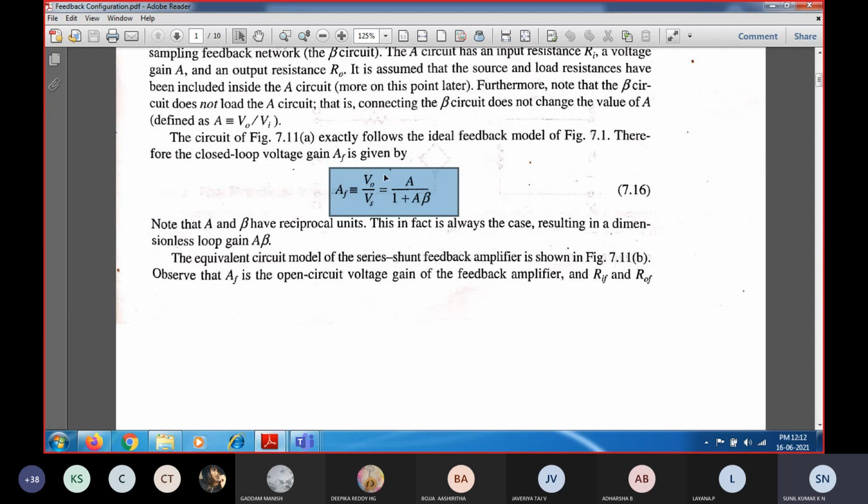So this is a centralized expression of the negative feedback. Now we are going to see, based upon what type of configuration and what type of signals you give at the output and input, how we find the gain. For this series shunt configuration, the output signal is voltage and the input signal is also voltage. So the corresponding gain with feedback is Vo by Vs, which is equal to A over 1 plus A into beta.